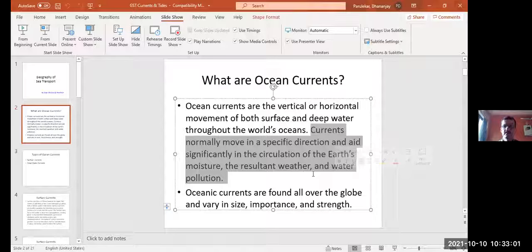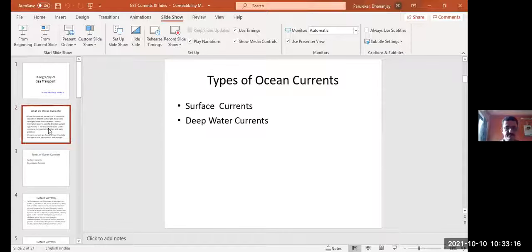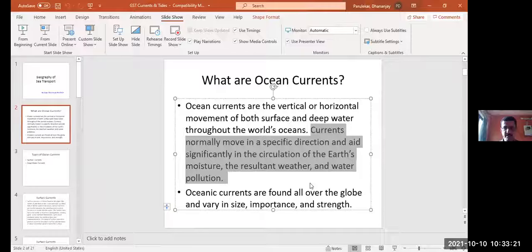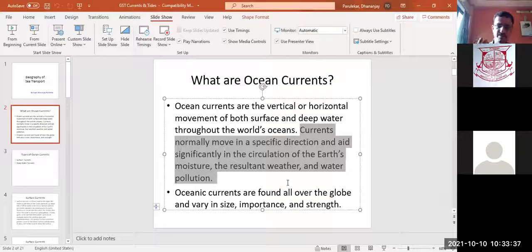Tell me when you are done so we can move ahead. Done, sir. Okay. All of you write down types of ocean currents. Sir, could you please show the last slide? Only the last line was remaining. Don't write the last line, only this highlighted part; the rest is of no use. The resultant weather and water pollution. Water pollution means particles, paper, plastic, boxes, whatever is floating around, that is going to be moved by the current. Yes or no?